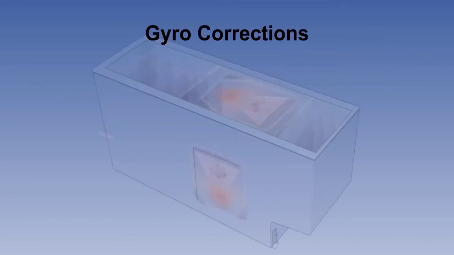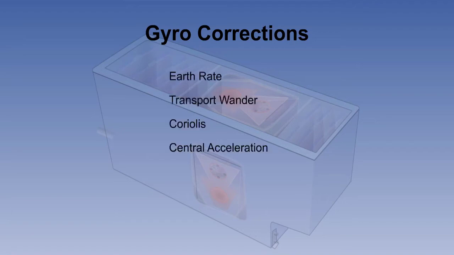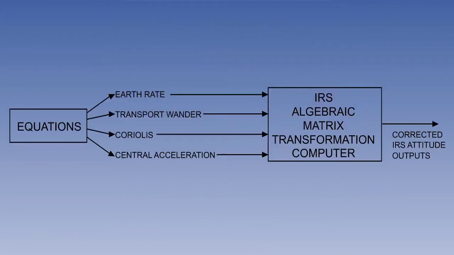Ring laser gyros are subject to the same laws of gyrodynamics as the older tuned rotor gyros, and therefore need to have the same corrections applied to them. As we said in an earlier lesson, these are earth rate, transport wander, Coriolis, and central acceleration. The equations for all of these are known, and therefore mathematical calculation of them has been built into the computer model, along with the corrections for aircraft maneuvers.